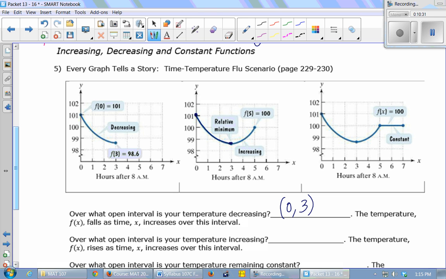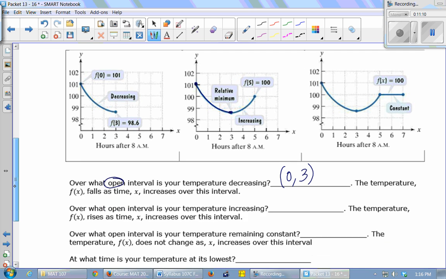I used open brackets because they asked me for an open interval. Because the question is, what is happening at 3, right? After 3, the temperature starts going back up, right? So at 3, should we describe that as decreasing or increasing? Right at 3, it's neither. So we don't include the 3 in the description of where it's increasing or decreasing. So we're saying the temperature f of x falls as time x increases from 0 to 3. So as time goes forward, temperature is going down.